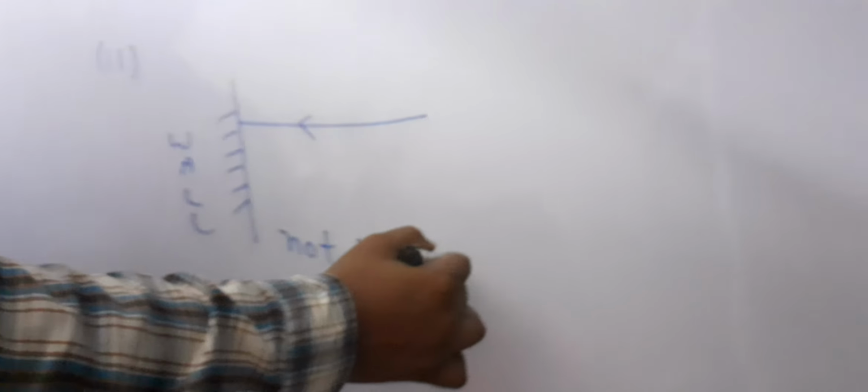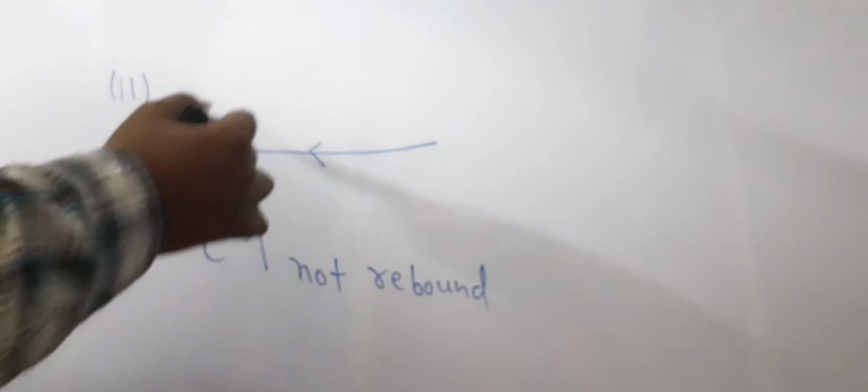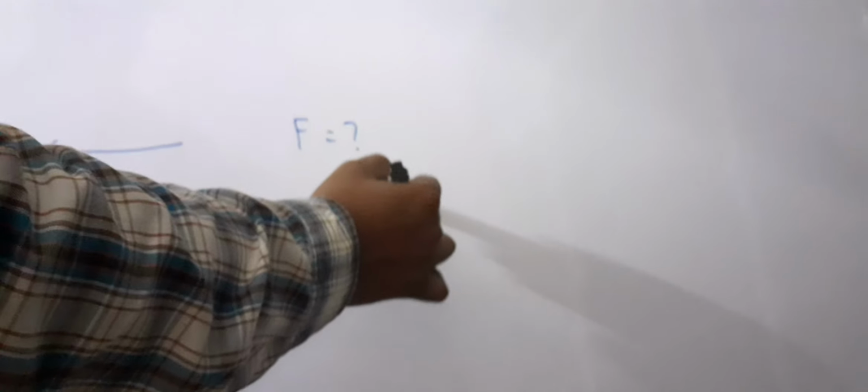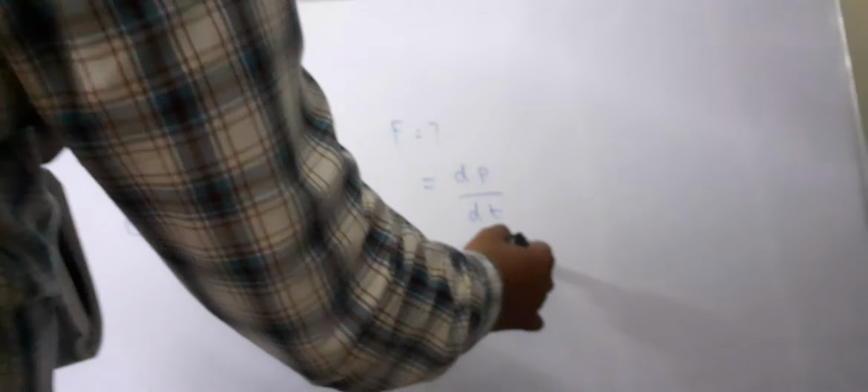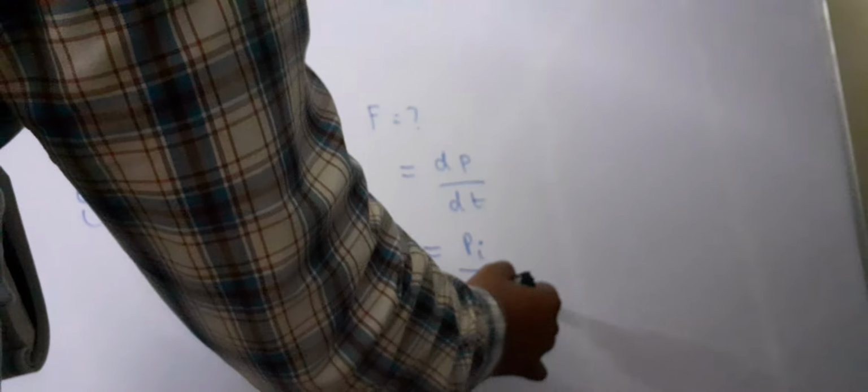Here water pushes the plate and drops dead and does not rebound. It does not rebound. This is the keyword in the problem. In this situation, how much is the force exerted by the water on the plate? What is Newton's second law in terms of momentum? dP by dt. Here dP means change in momentum. Not rebound, so final momentum is 0. Only initial momentum is there, by dt.